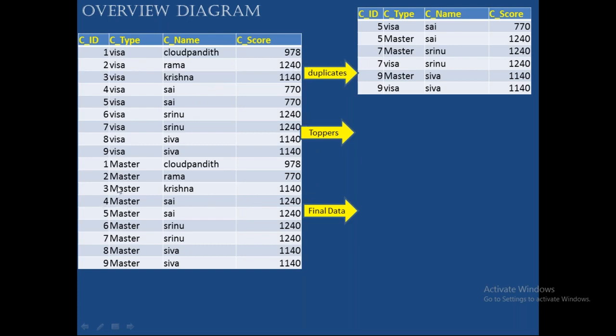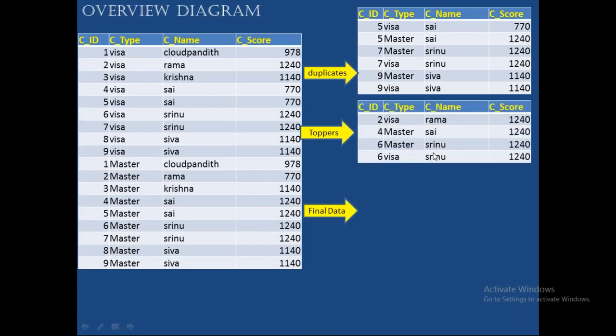If you come to master, here you see 1240 is for Sai. Sai here also is top. Here Sai is the topper. Next year Srinu is the topper. So Srinu is topper in Visa card and MasterCard. But in MasterCard, Sai is also topper. In Visa card, Rama is topper.